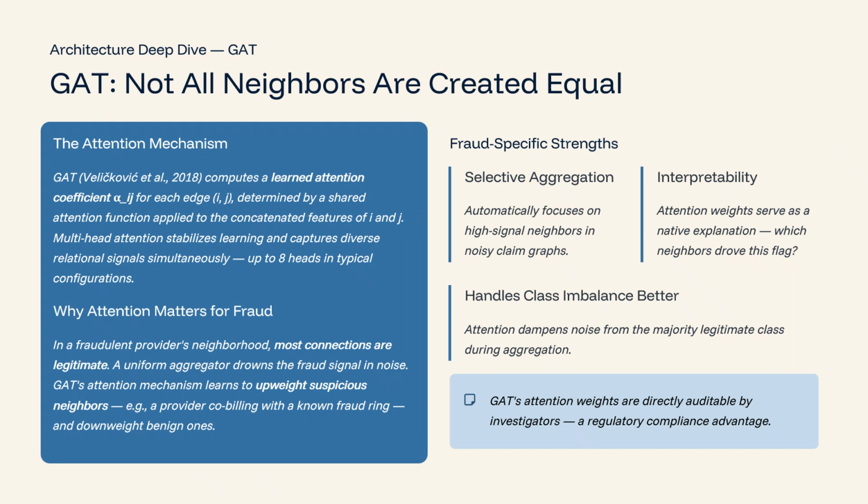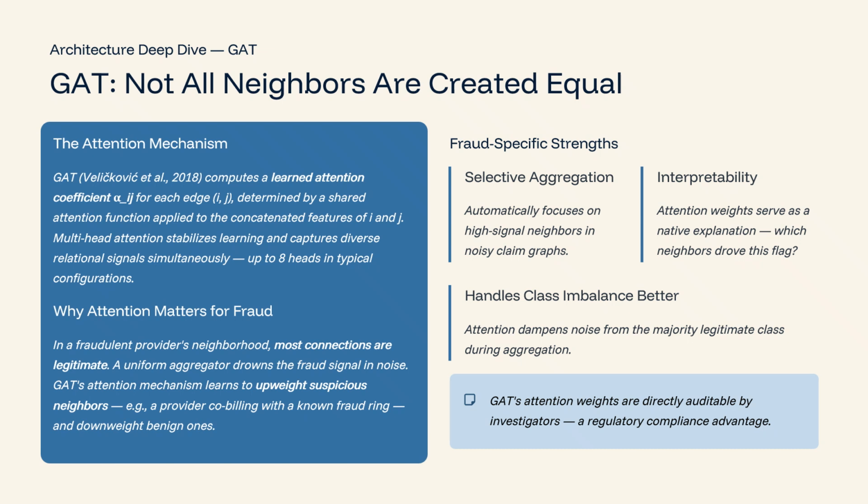Now we will look into the next one, GAT. This is the graph attention mechanism. GAT makes one deceptively simple change to graph aggregation. It learns which neighbors to pay attention to. For each edge in the graph, GAT computes an attention coefficient that reflects how much that neighbor should influence the central node's embedding.